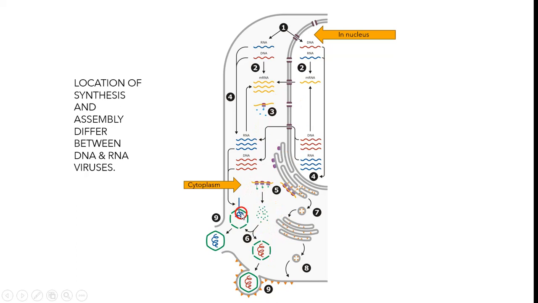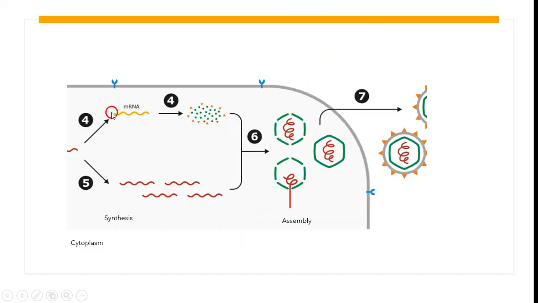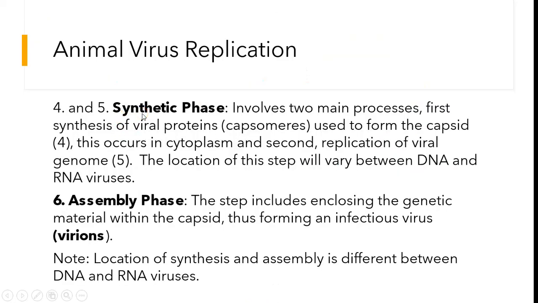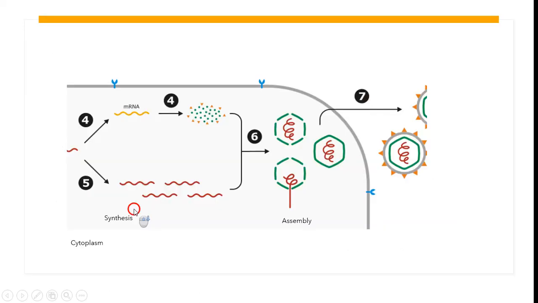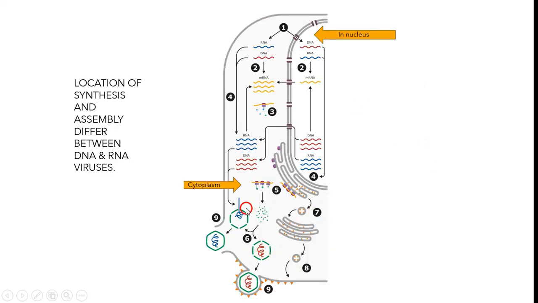And here you see RNA is represented in blue and DNA is in red. But as you can see, in either case, assembly, step 6, occurs in the cytoplasm. Okay, so again, when you talk about the synthesis phase, where we are making the proteins for the capsid and you're duplicating the genetic material, in the DNA, that's going to occur in the nucleus. In the RNA, it's going to occur in the cytoplasm. The assembly, where we put it all together, in both cases is going to occur in the cytoplasm.